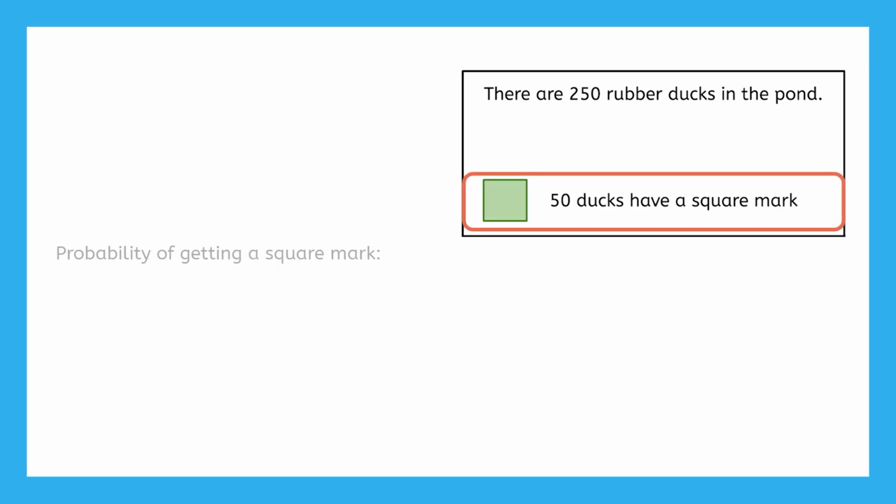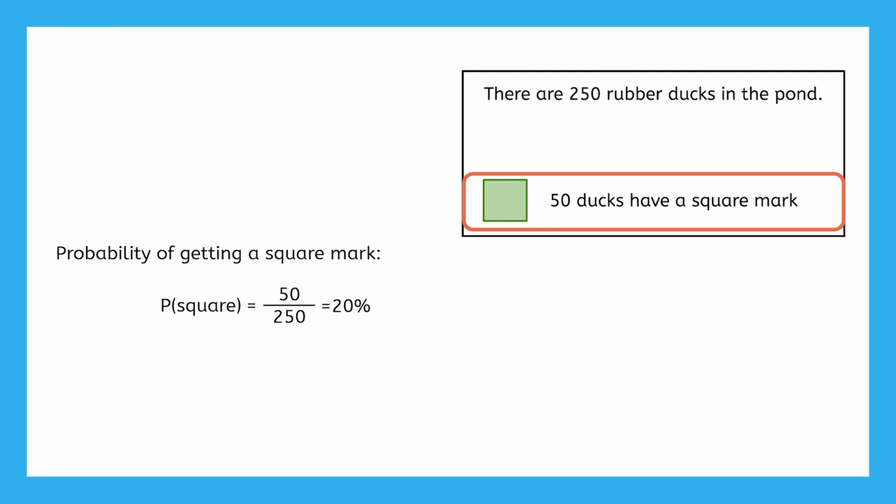How could we write the probability of getting a square mark using the shorthand notation? We use capital P to represent the probability of. Inside the parentheses, we want to describe what we're finding the probability of, so I'll write square to represent a square mark. Now our notation is P of square. And what is P of square? Out of the 250 total ducks, 50 have a square mark. So the probability is 50 over 250, or 20%.